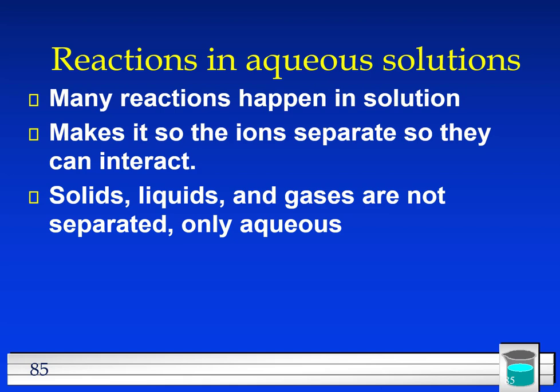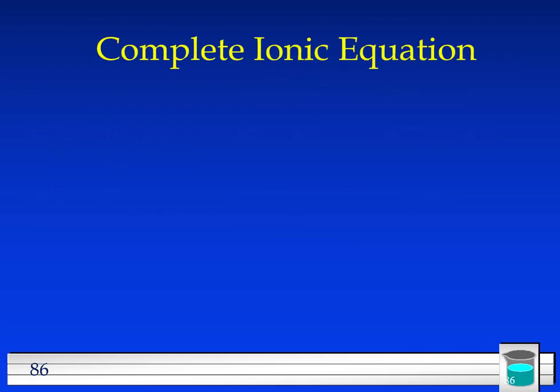So if we want to completely describe what's really happening, we need to write the complete ionic equation. Complete means everything's there. Ionic means everything's an ion. So the complete ionic equation is going to have everything, if it's an ion, as an ion.